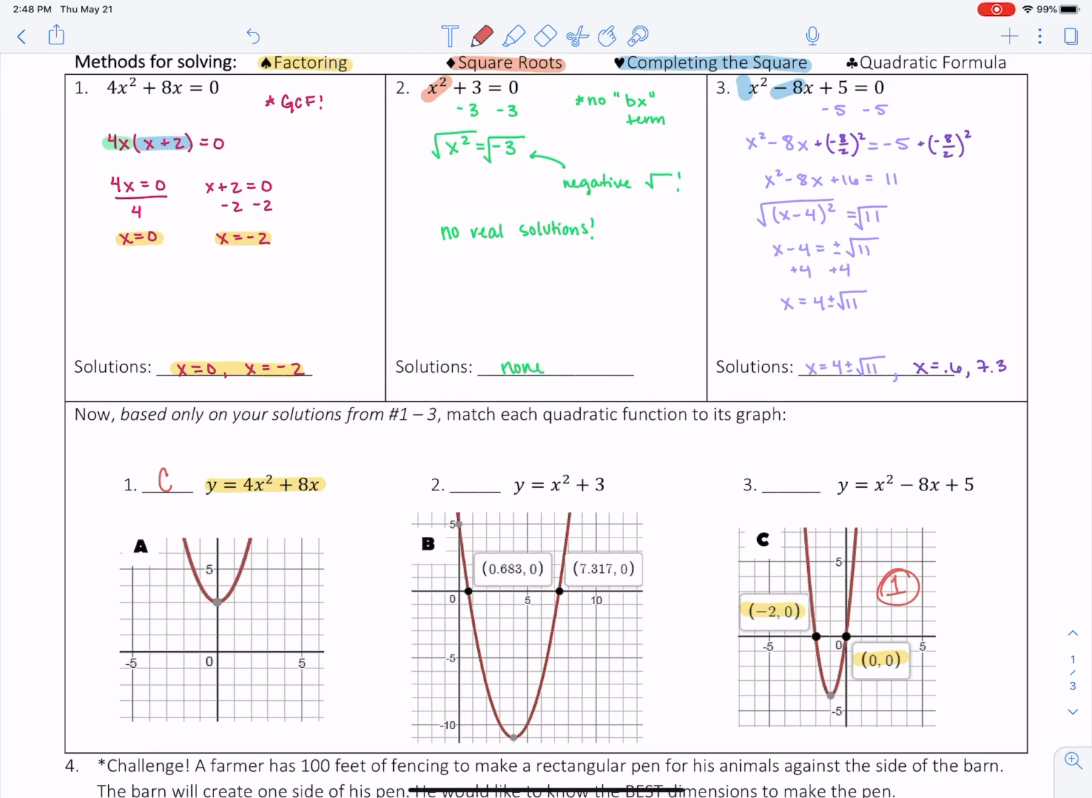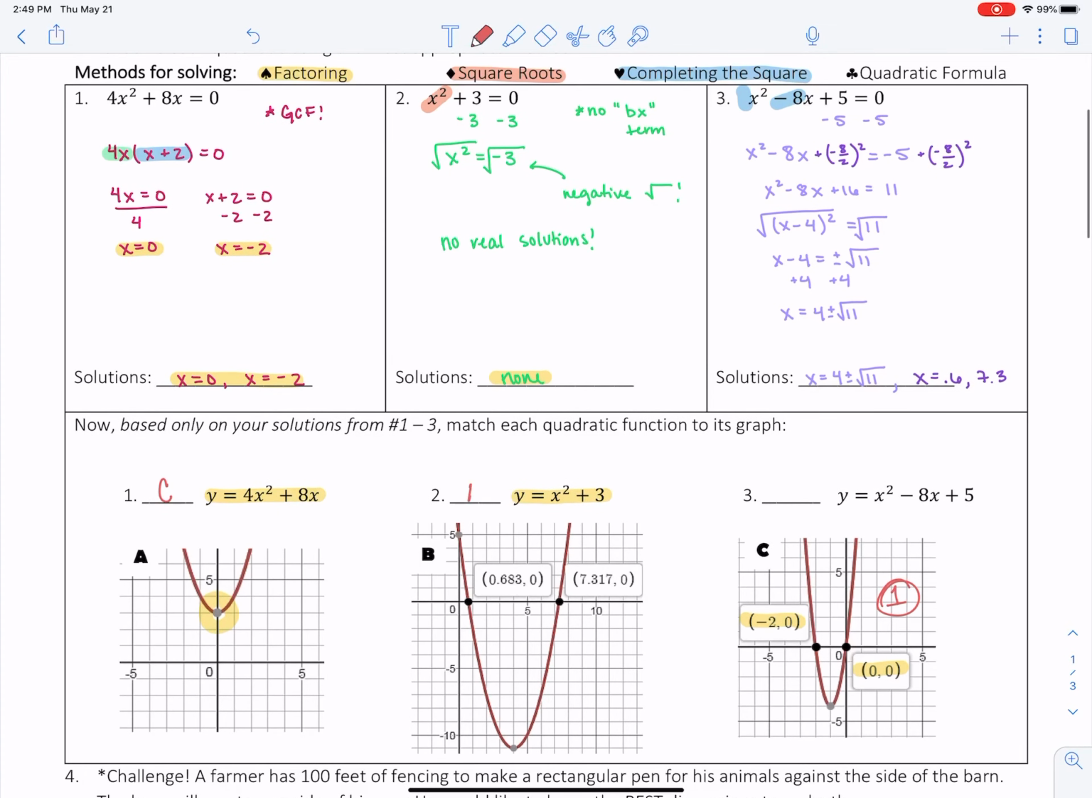That's equation number 1. On equation number 2, we went ahead and we had no solutions. So y equals x squared plus 3. And it still has a graph, but if we'll notice here, it's not crossing the x-axis, meaning that there's no solutions for it. So number 2 turns out to be A. So I'm going to write that again on our graph as well.